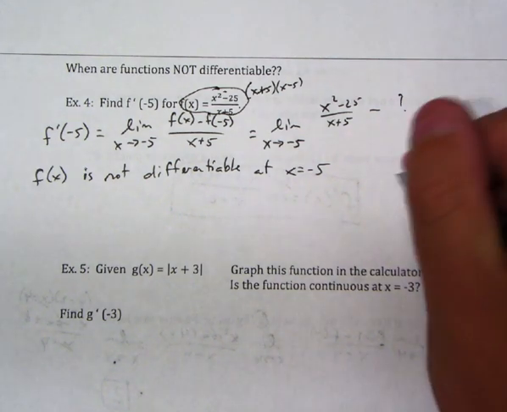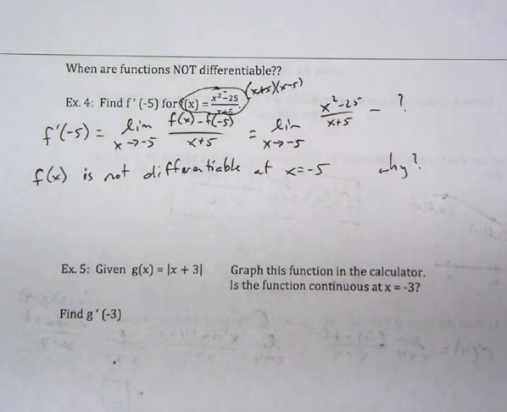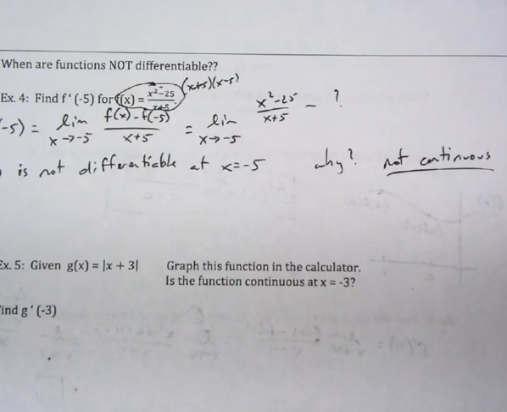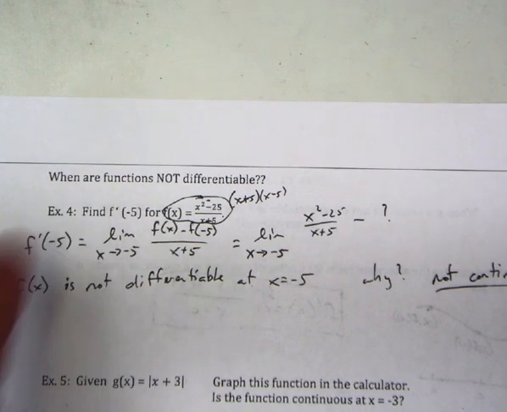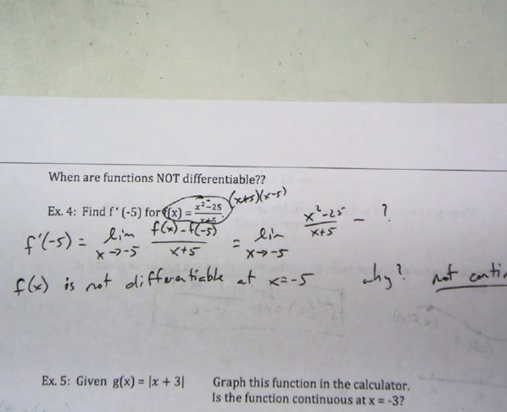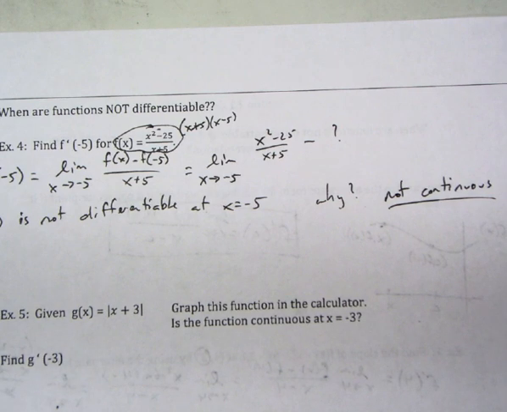But then the question is, well, why? Why isn't it? Well, it's because this function is not continuous at -5. There's a hole, but in general, it's not continuous. Anywhere a function is not continuous, then that function is not differentiable at that location. So you have to have continuity to have a chance at being differentiable. Okay, so that's the first thing. So the initial question says, when are functions not differentiable? There's going to be 3 cases. This is the first case. If a function's not continuous at that x value, it's not differentiable. You can't find a derivative value there.